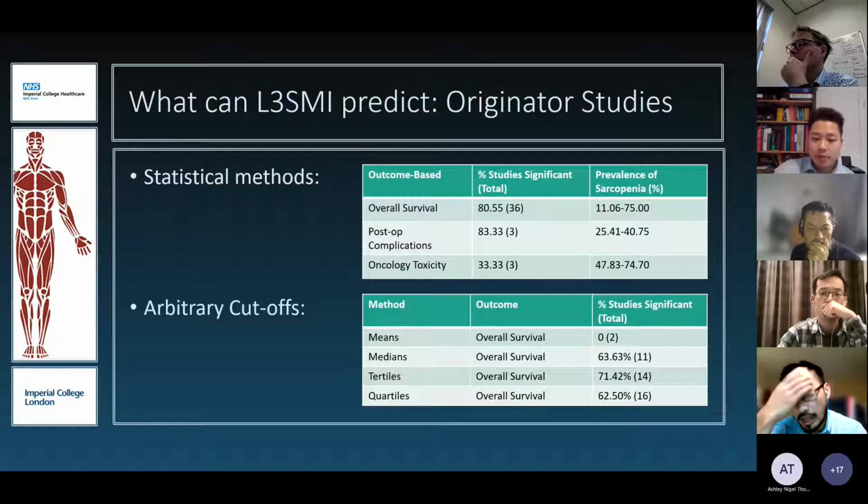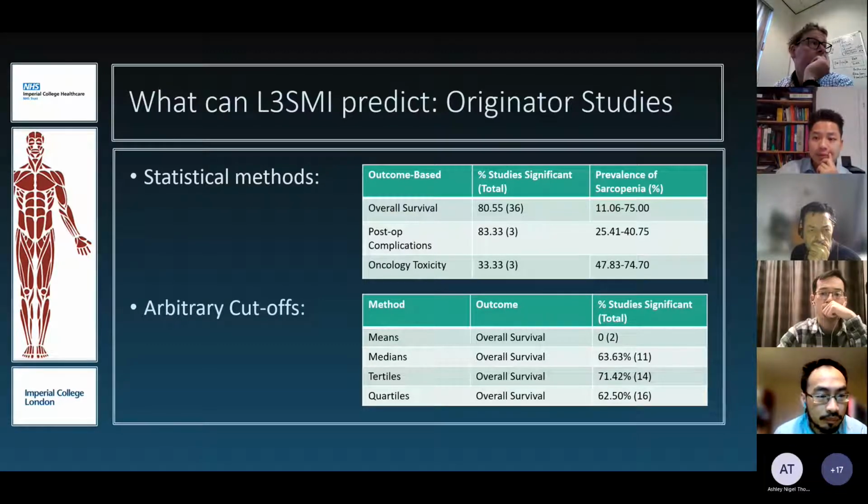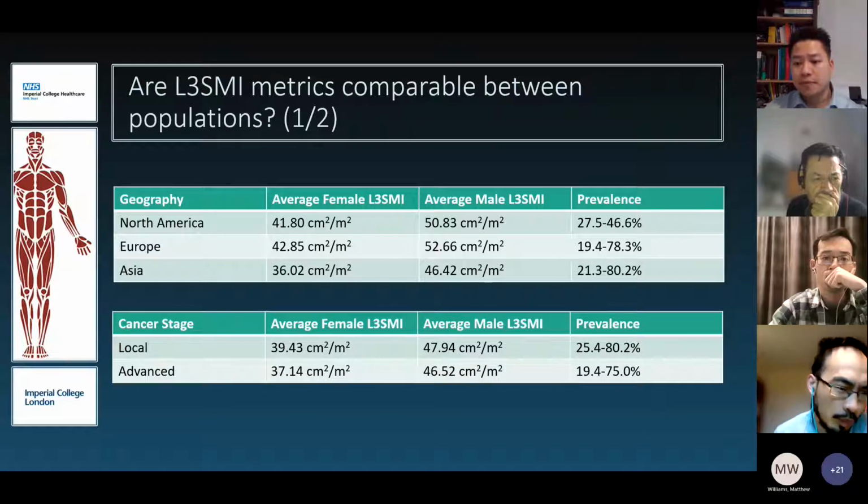So you can imagine there might be problems later on, if you're trying to derive a sarcopenia cutoff based on survival and trying to use that to predict, for example, toxicity or post-operative complications. And then we had to try and look at whether these populations are geographically comparable.